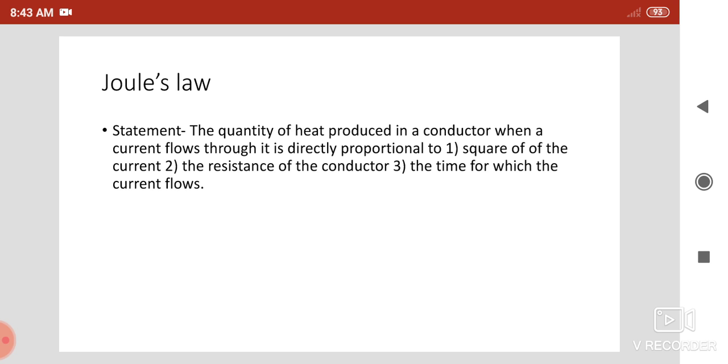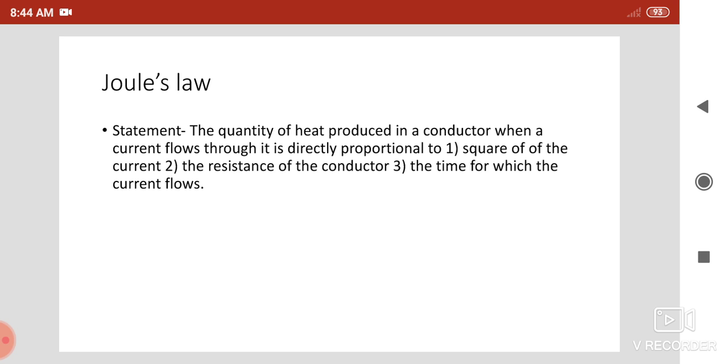So let us see Joule's law of heating. In the previous expressions we have seen that the work done is converted entirely into heat. So we have seen that H is equal to I square RT. Based on that expression H equals I square RT, let us see the statement of Joule's law.